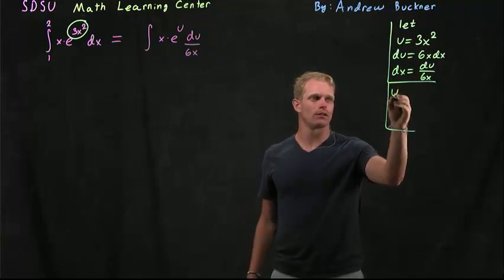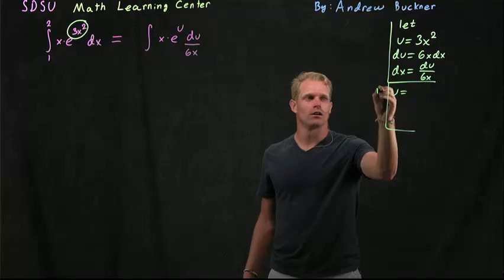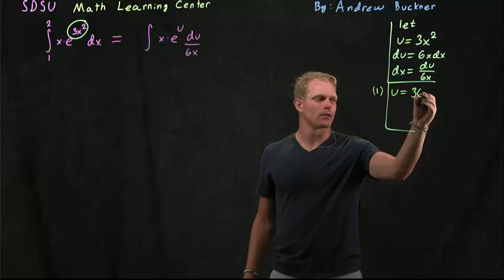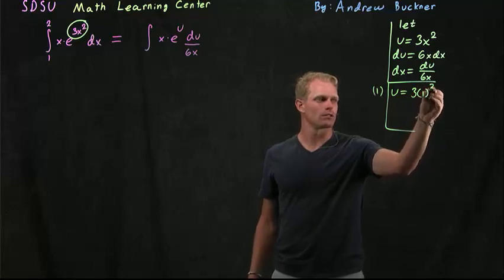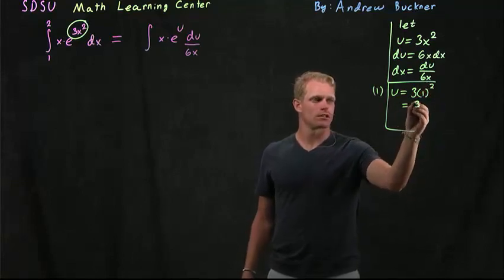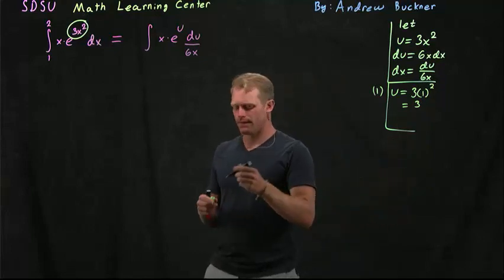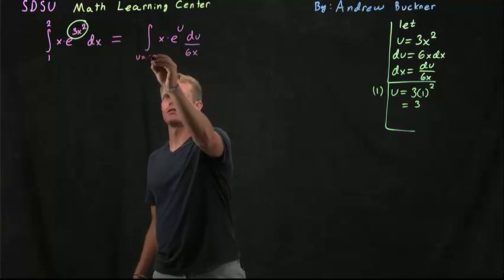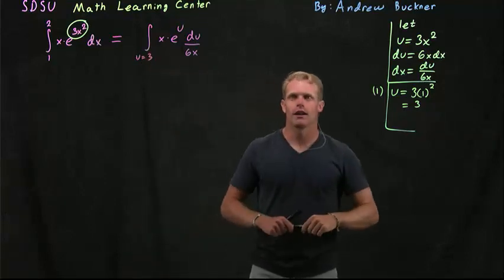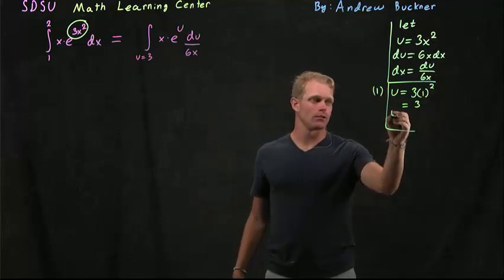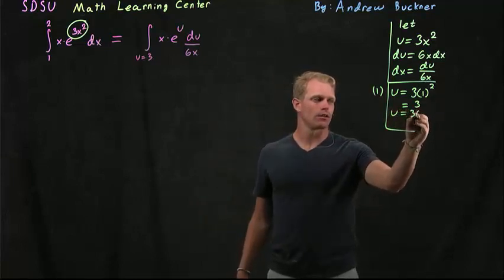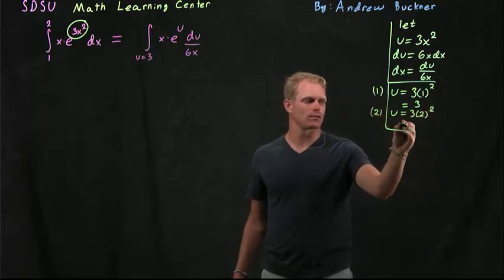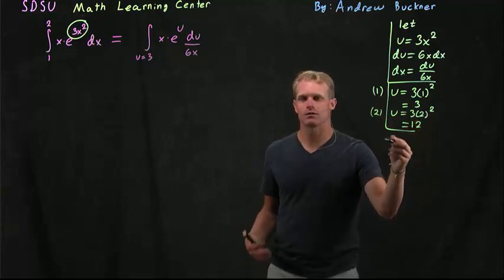So for my new u value, I'm going to have my lower bound 1. I'm going to plug that in. We have 3 times 1 squared, which is going to give me my new lower bound for the definite integral as u equals 3. And now I'm going to do it for the upper bound, so I'm going to have u equaling 3 times 2 squared, just to make sure you follow along, and then we're going to get 12 as my new upper bound.